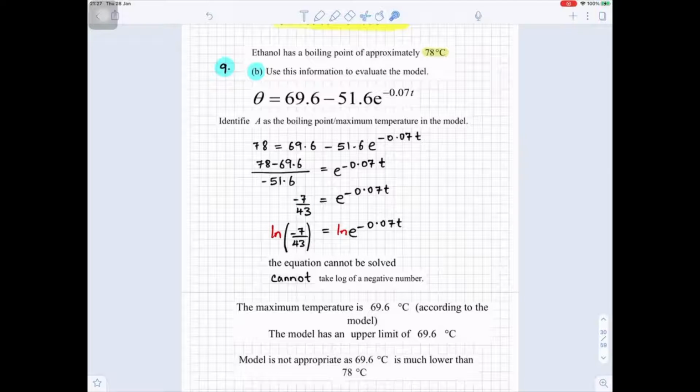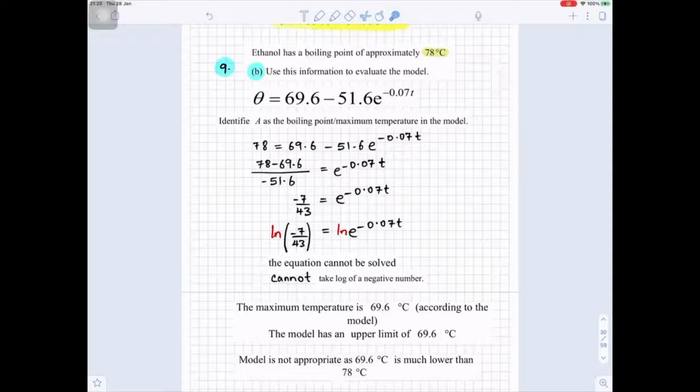And if you want to solve it, you have to take logs. Ln of minus 7 over 43 is equal to ln e to the minus 0.07t. But the equation cannot be solved. You cannot take log of a negative number. So the maximum temperature is 69.6 degrees Celsius according to the model. The model has an upper limit of 69.6.